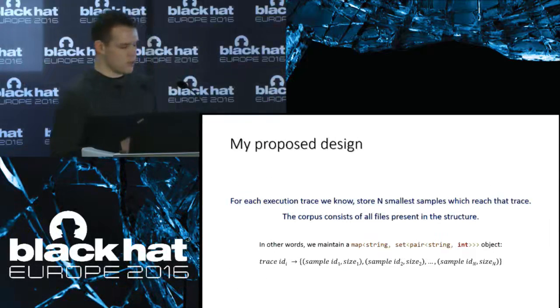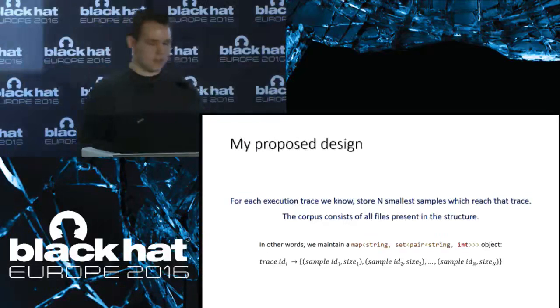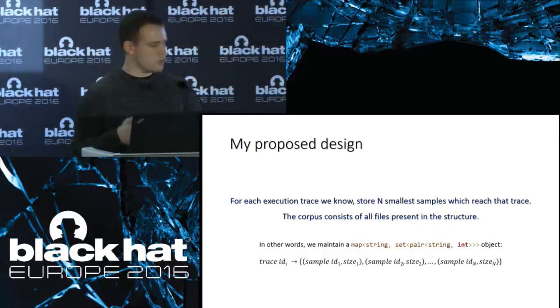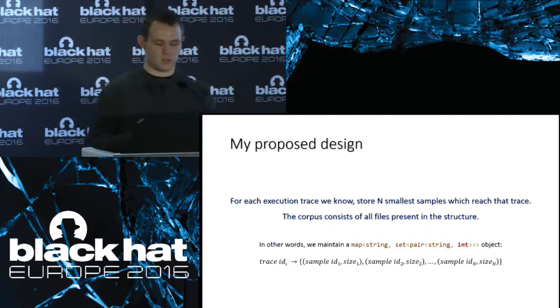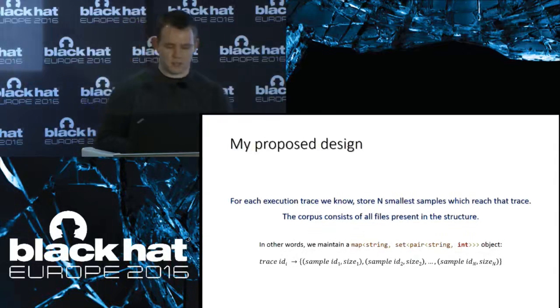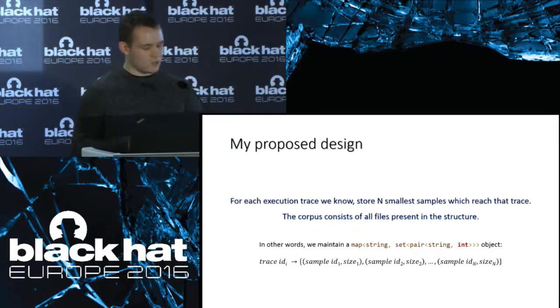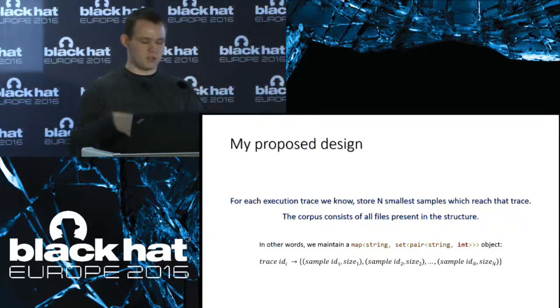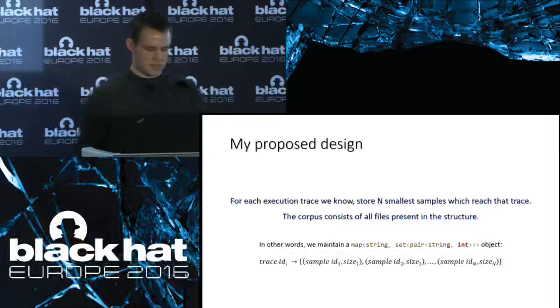So what I would like to propose is another design, which is as follows. For each execution trace we know, we store the n smallest samples which reach that trace, and the overall corpus consists of all the files present in the structure. And the structure can be represented as a C++ STL map, which maps a string, the name of the trace, into a set of pairs consisting of the names of the samples and their sizes.